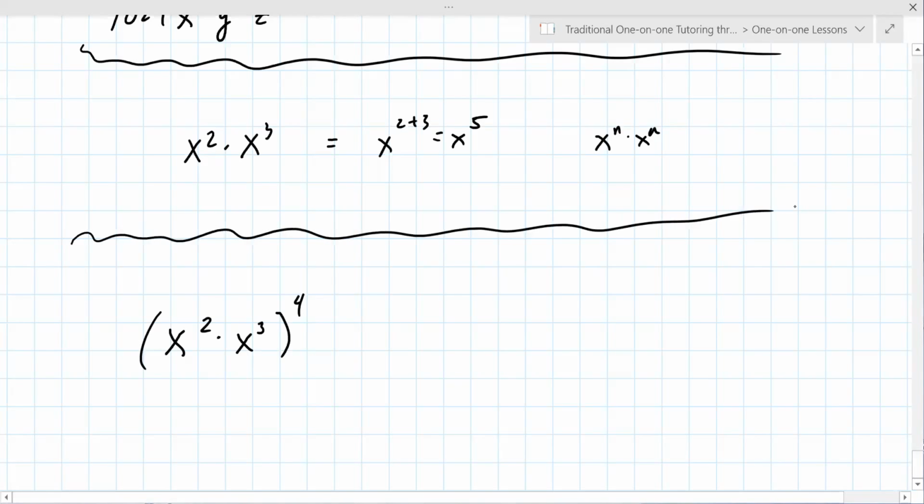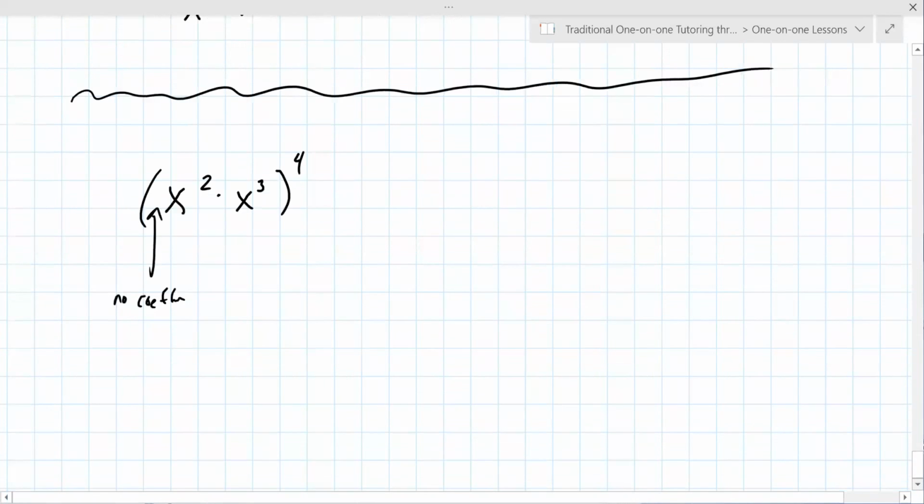Would it be 4x to the 8th power and then 4x to the 12th power? Where are you getting a coefficient? There's no coefficient here. Okay, so it just stays as x. I guess it's x to the 8th power, x to the 12th power. Okay, so you're choosing to apply this first. Is that not the right way to do that? It's completely correct, but I'm going to show you there's two ways.